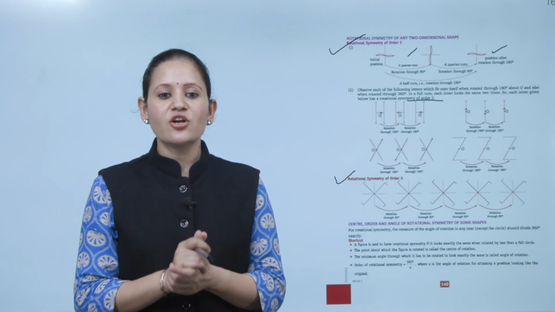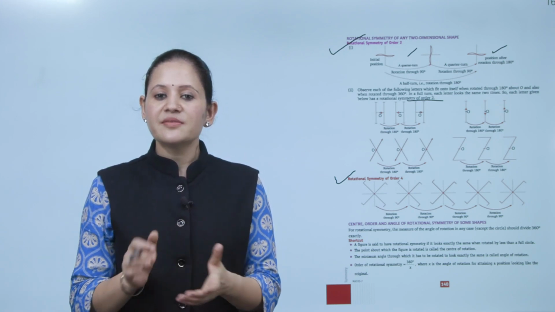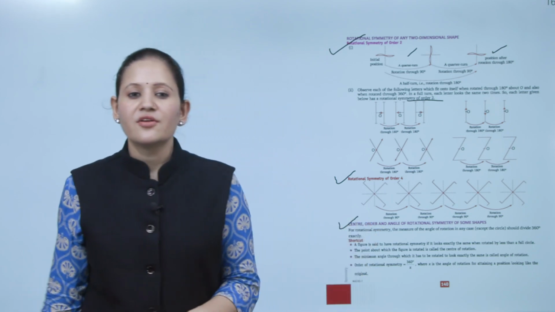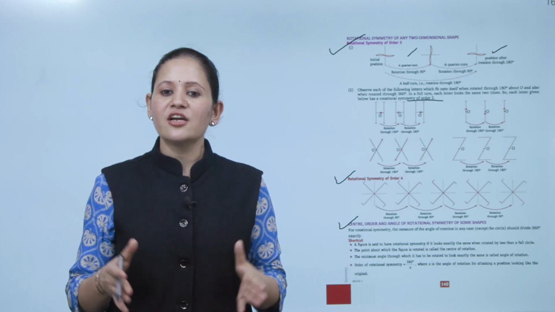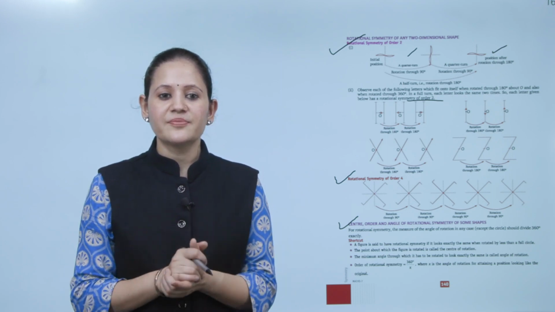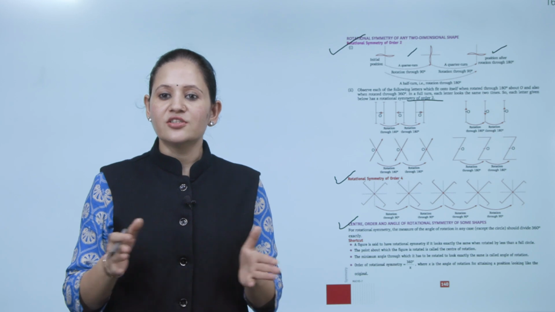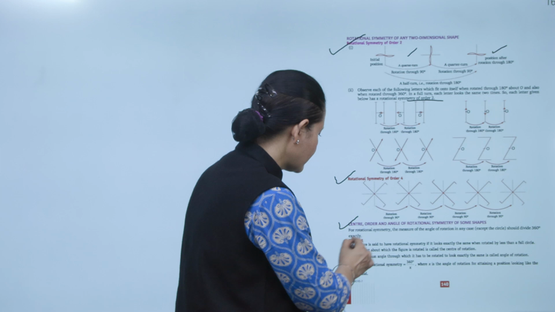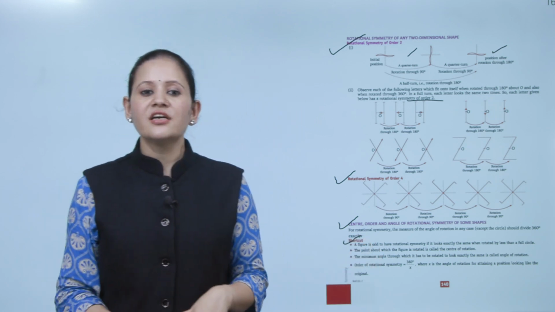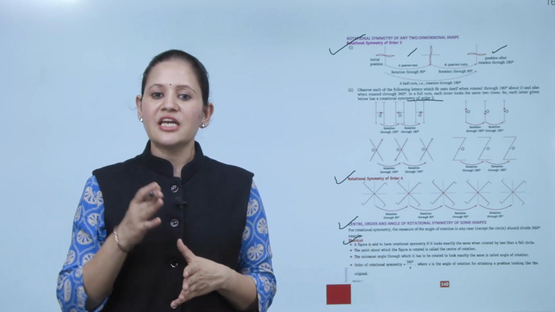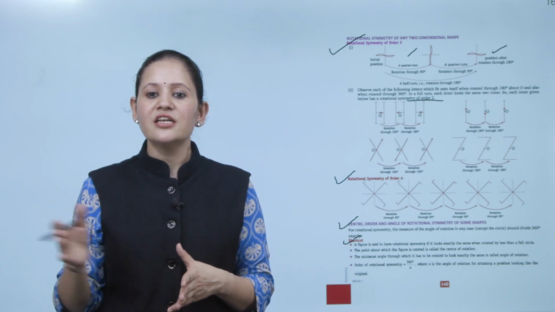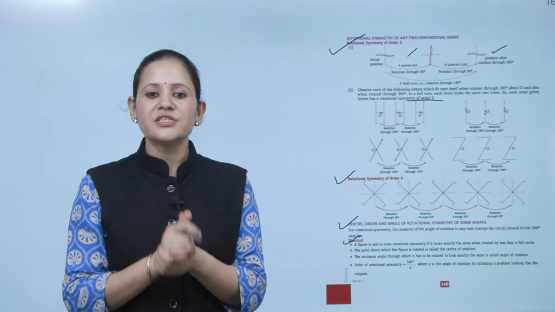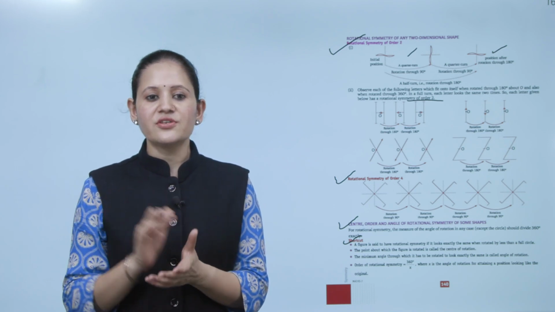Next is center, order, angle of rotation, symmetry of some shapes. For rotational symmetry, the measure of the angle of rotation in any case except the circle should divide 360 degrees exactly. Shortcut: the figure is said to have the rotational symmetry if it looks exactly the same when rotated by less than a full circle. The point about which the figure rotates, that is called the center of the rotation.